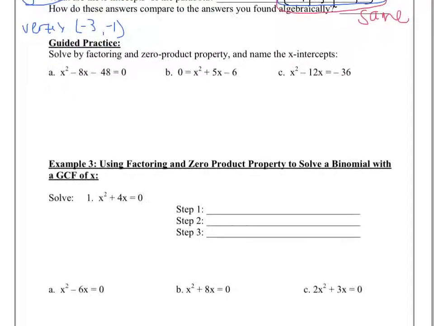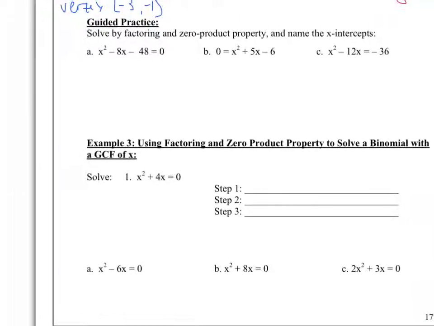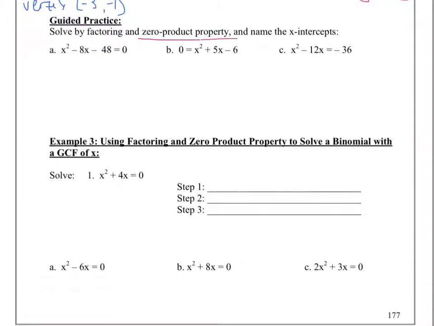Okay, so I'm going to do one more part A with you here, and then I'd like you to pause the video and do part B and part C on your own. What we need to do here to use zero product property is to first factor. So I need to factor x squared minus 8x minus 48. I need two numbers that add up to negative 8 and that multiply to negative 48.